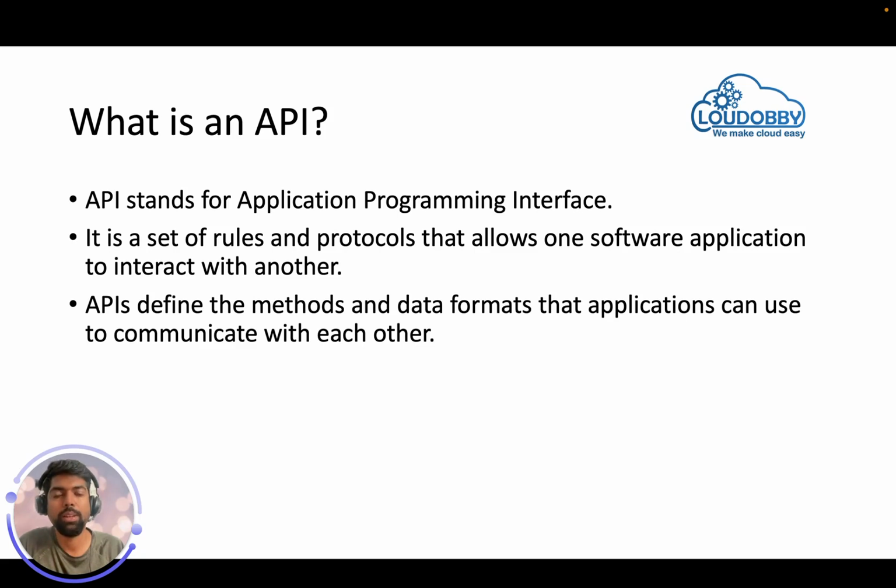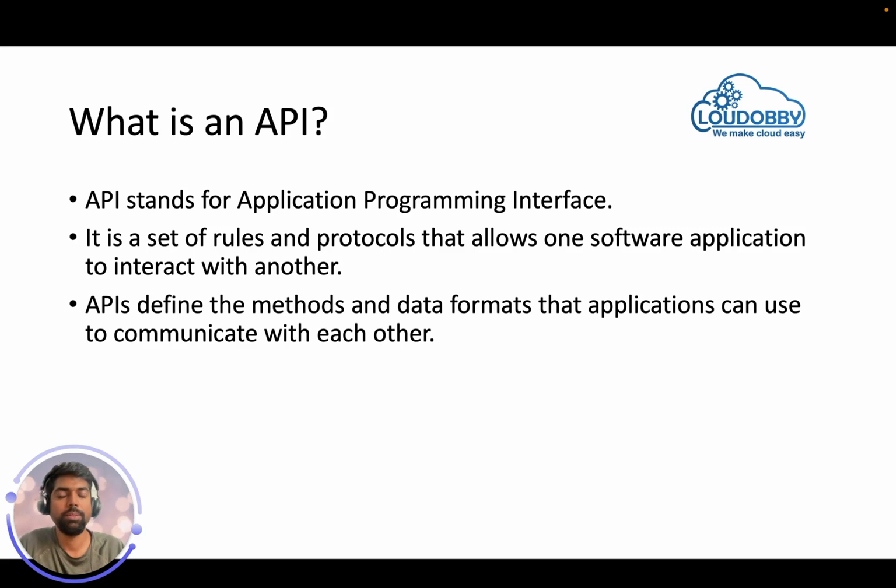We also call it an API contract. What does contract mean? Rules on how you have to use my application. So API also sets protocol rules. API defines the methods and data format that applications can use to communicate with each other. What are the methods? API methods are GET, PUT, POST, DELETE. So if you want to add data or get data from another application, you will use the GET method. And there are certain formats like JSON in which the application responds back.